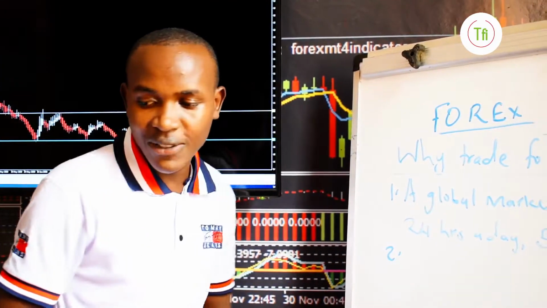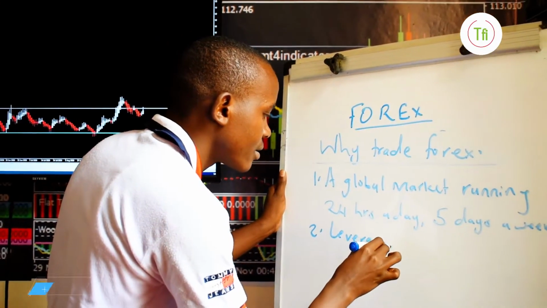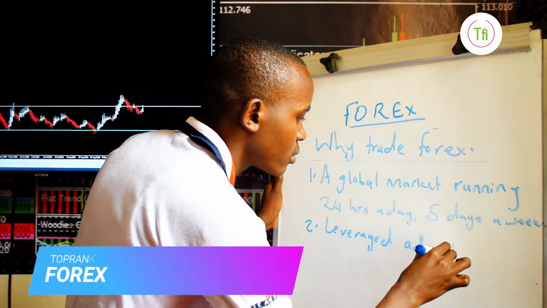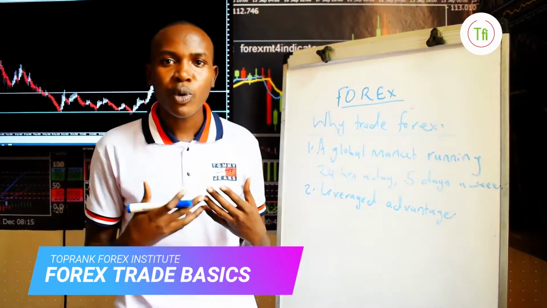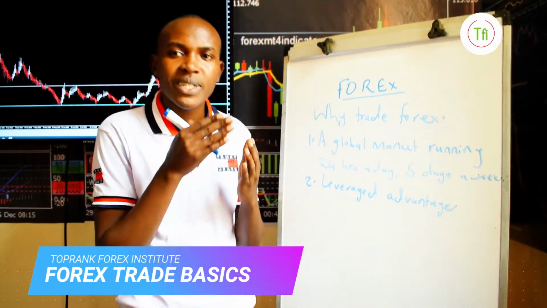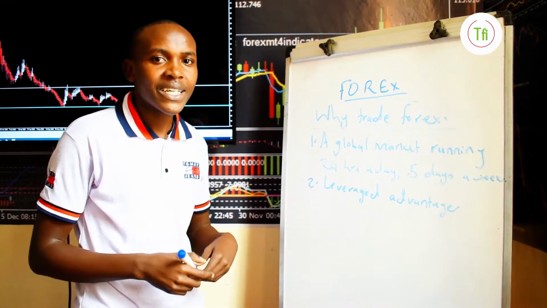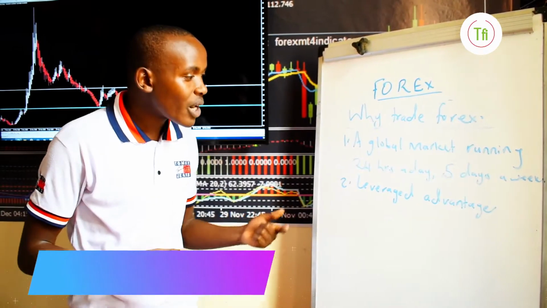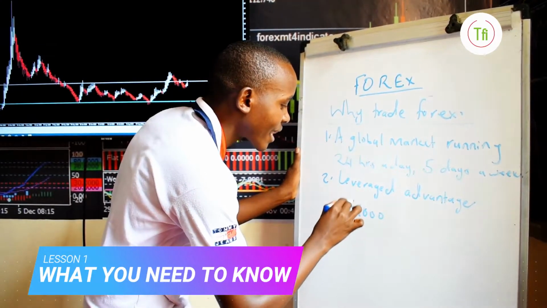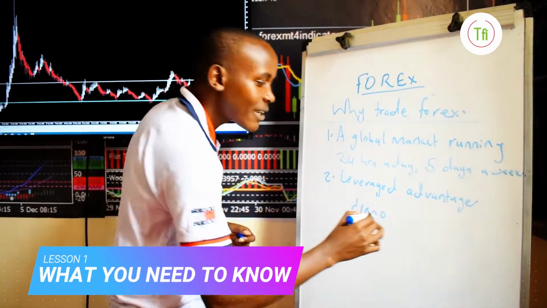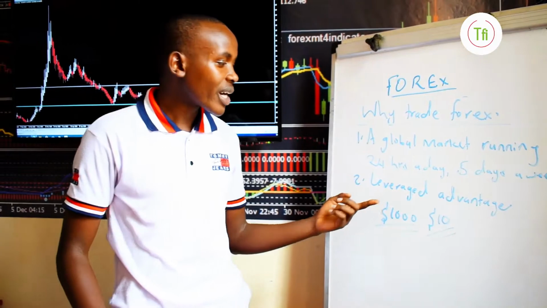The second advantage of trading Forex is that there is a leverage advantage. When talking about leverage advantage, we are talking about the help that the broker gives you. You cannot participate in the Forex market without the help of a broker. The broker helps you participate even if you have small amounts of money. Generally, trading in the Forex market costs you $1,000, but you can participate with as little as $10 because of the leverage the broker gives you.